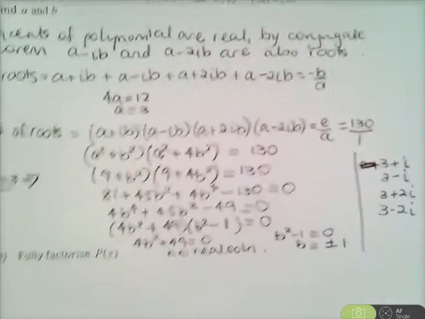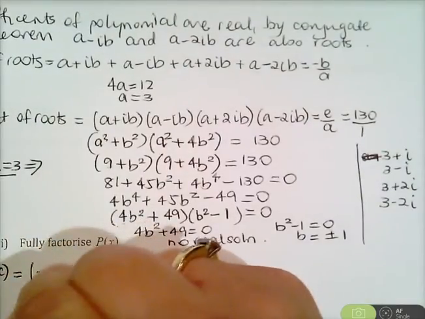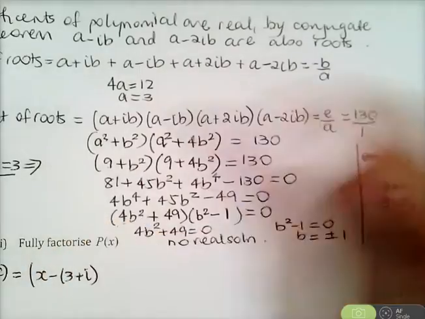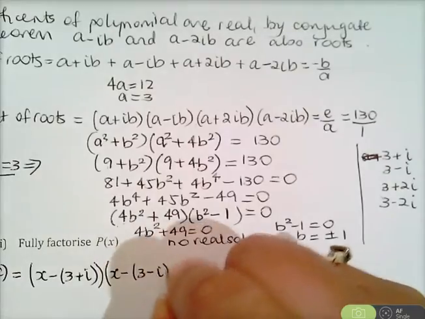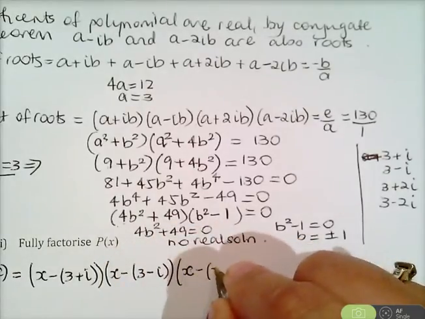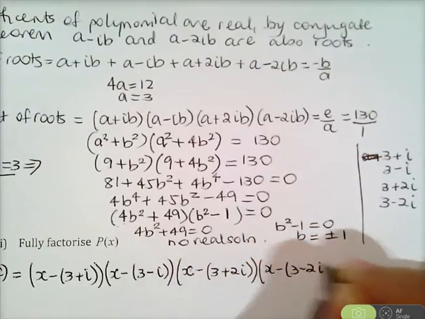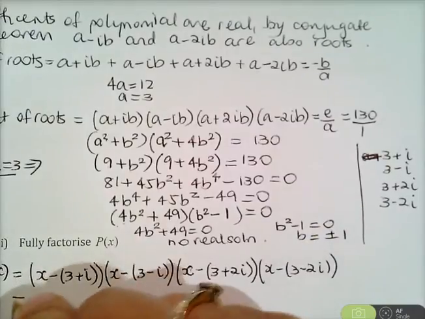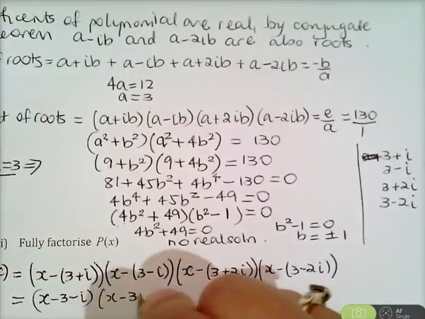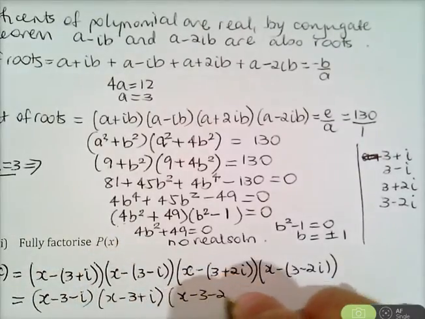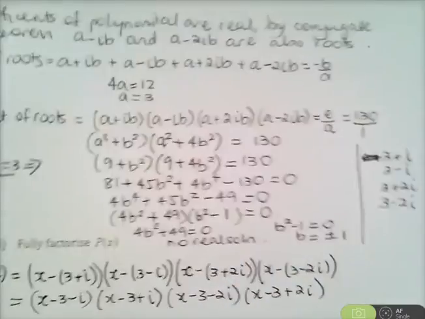Now we're asked to fully factorize this polynomial. So our polynomial in x is (x minus 3 plus i), because we've got those roots there, (x minus 3 minus i), (x minus 3 plus 2i), (x minus 3 minus 2i). And just opening up these brackets, we've got (x minus 3 minus i)(x minus 3 plus i)(x minus 3 minus 2i)(x minus 3 plus 2i). And that's the full factorization of our polynomial.